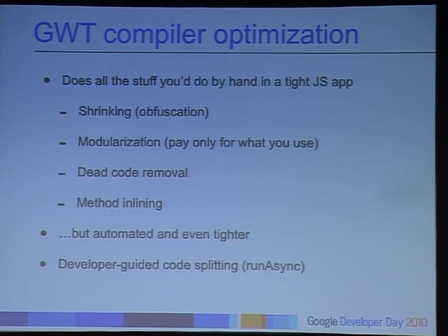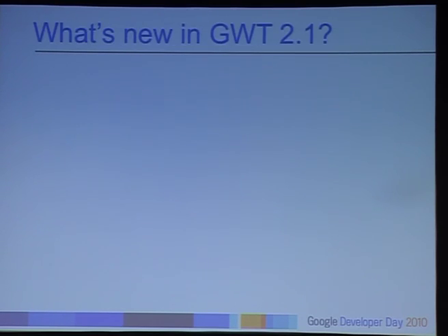You just set the split point, and then it walks the entire call hierarchy to figure out all the code that belongs to that split point, and then bundles it up into a single JavaScript.